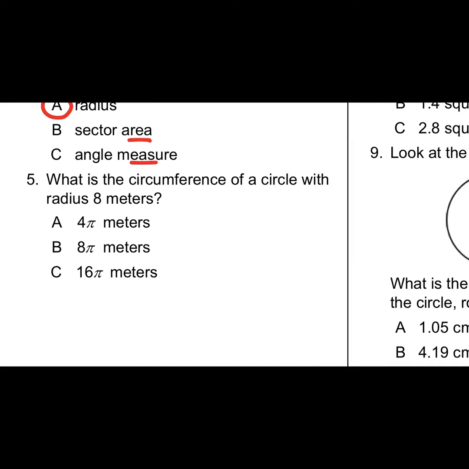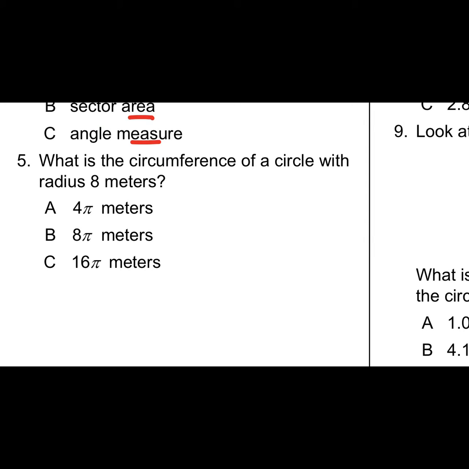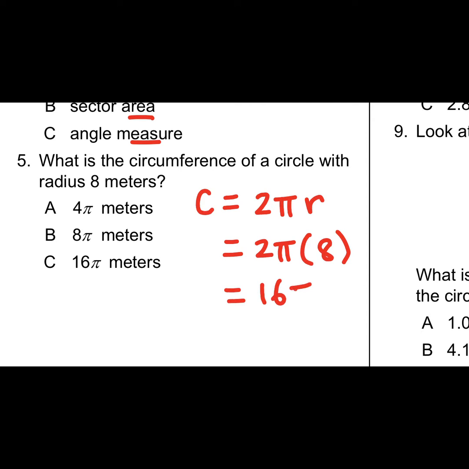And number 5, what is the circumference of a circle with radius 8? So once again, the circumference is given by the formula 2 times pi times the radius. And since we are given the radius, we will substitute 8 in there, and we have 16 pi, and the unit is meters. So that would be answer choice C.